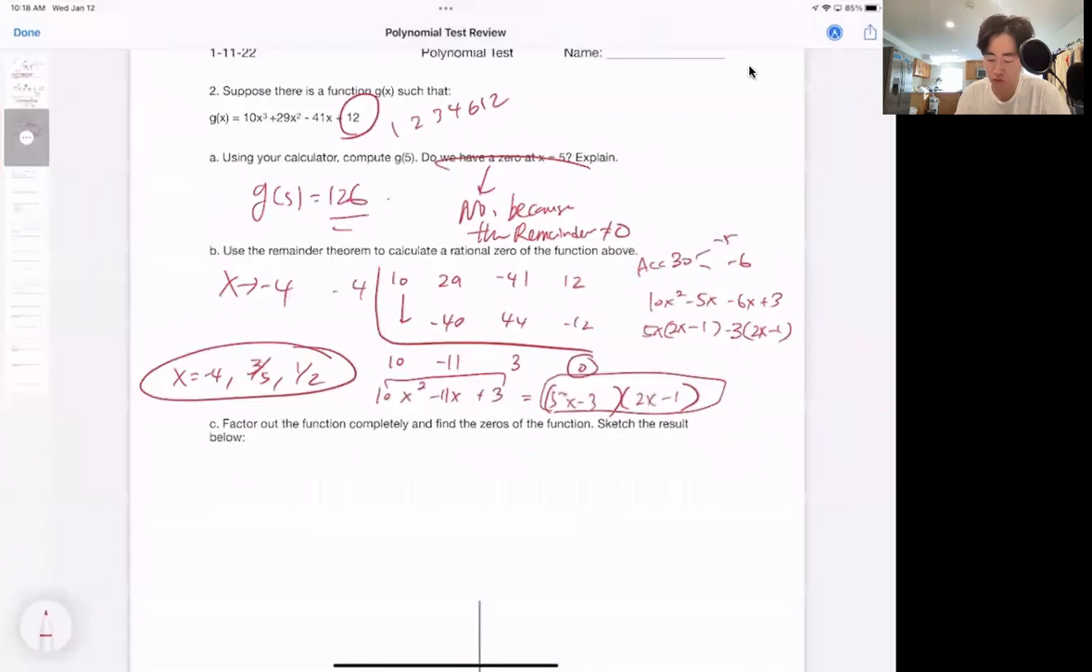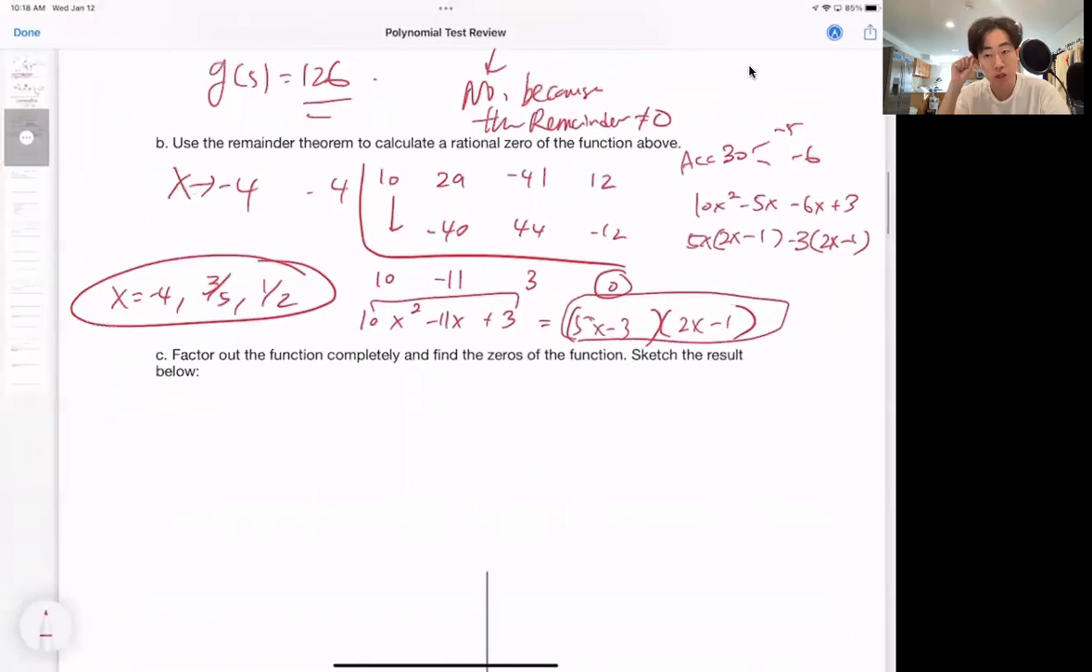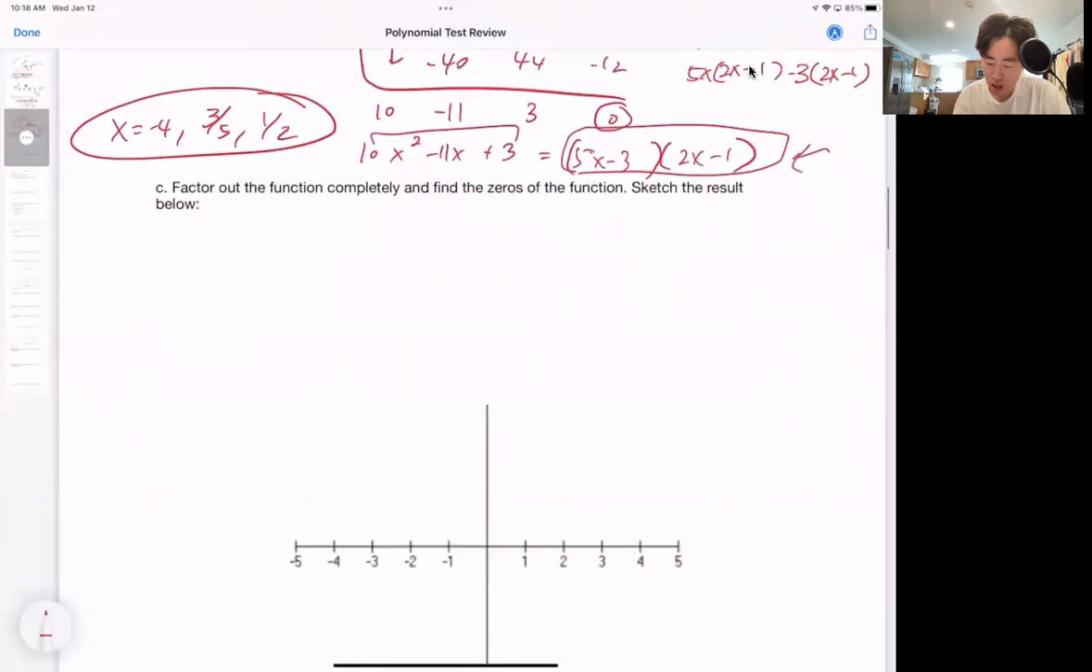Yes, I made this purposefully difficult, but for the test, I'm going to make it all integer values. I just want to test to see if you know how to use this remainder theorem to get the zeros and factor accordingly afterwards. All right, so we found the zeros and we're sketching the function below.